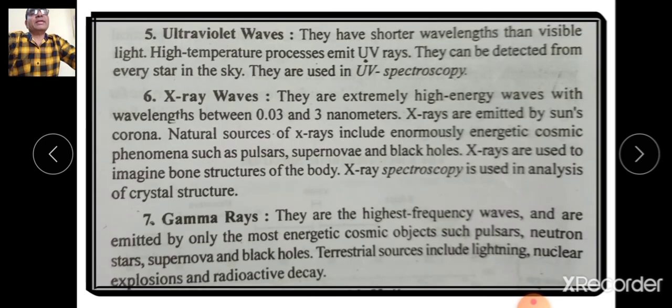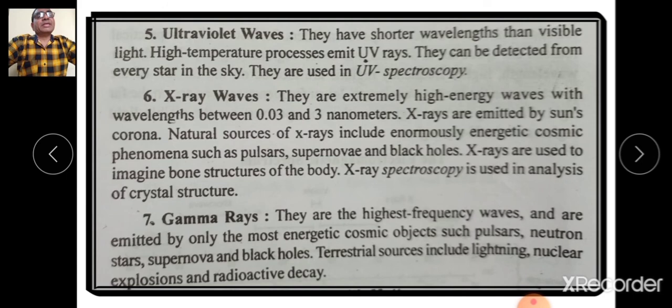Then next variety is ultraviolet waves. Of course, the length is decreasing, they are shorter wavelengths. High temperature processes emit UV rays. They can be detected from every star in the sky, and they are used in UV spectroscopy.